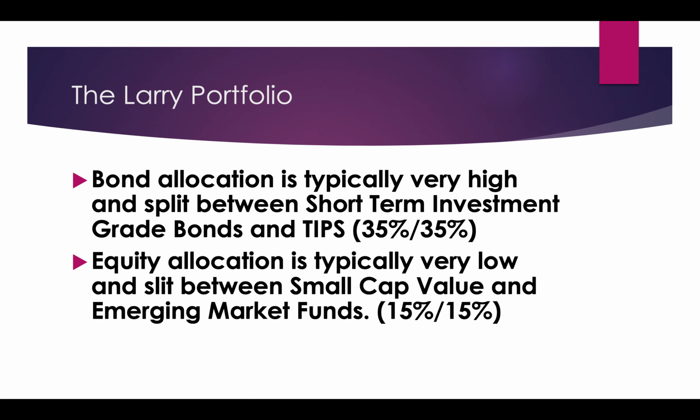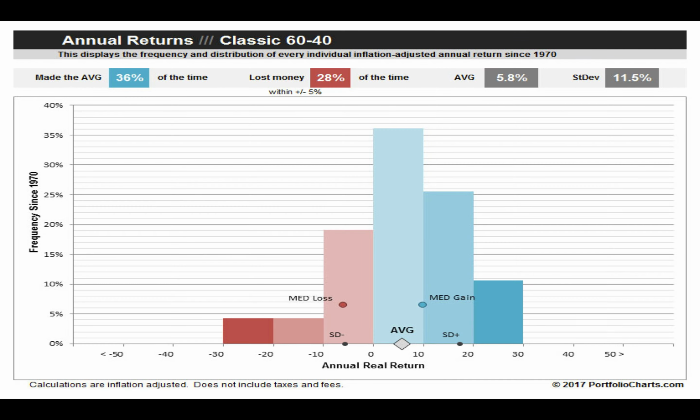So the Larry portfolio basically says a big part of our portfolio is going to be bonds. We're going to take short-term investment grade bonds and treasury inflation protected securities, put up 70% of that, and then we're going to divide the rest between small cap value, a favored asset class that's likely to have higher returns, and also emerging market funds. Now, the Larry portfolio came out about 2010, 2011. It was called the Larry portfolio by Jason Zweig, who's a Wall Street Journal columnist. He wrote a column about it, and ever since then it's been called the Larry portfolio.